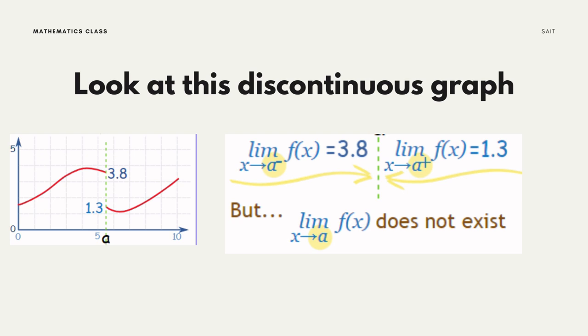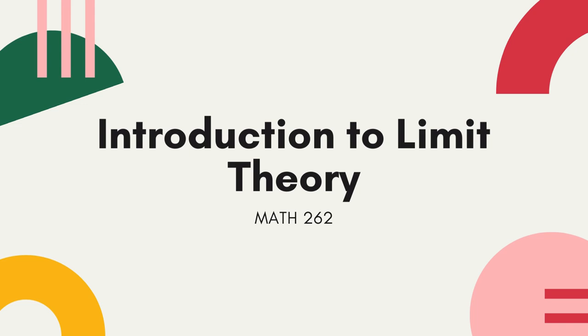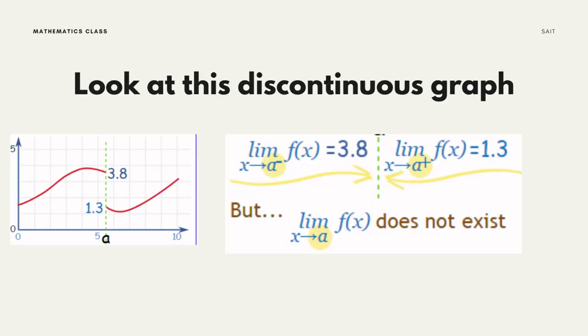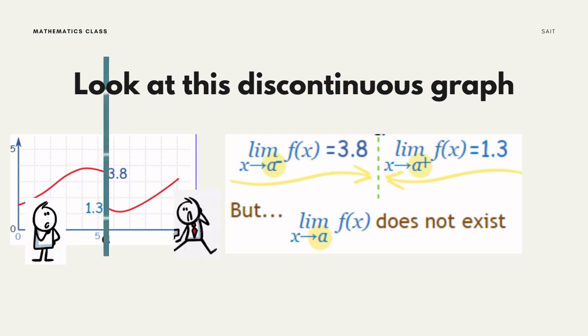So this graph is not continuous, it's discontinuous. And consider this green line to be like a wall. So there is a wall at x equals 5, and let's see what happens. If you're an observer, okay, so now we were talking about this discontinuous graph, and I made this so you could understand.